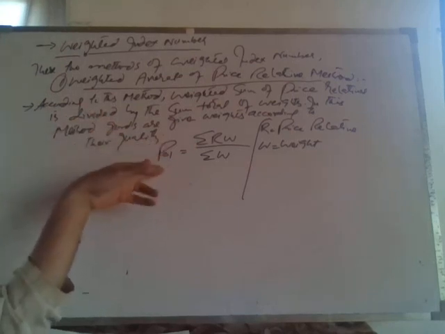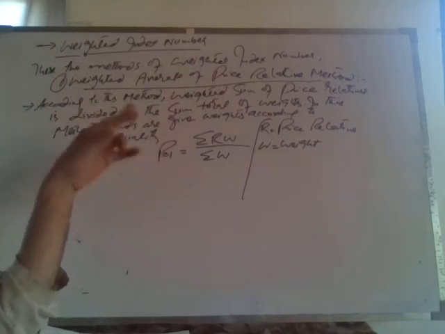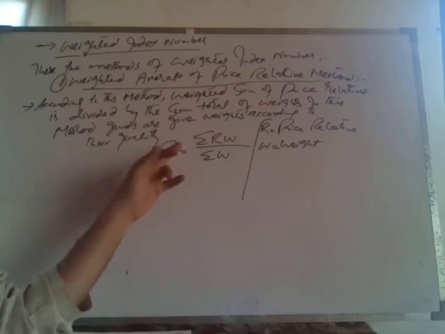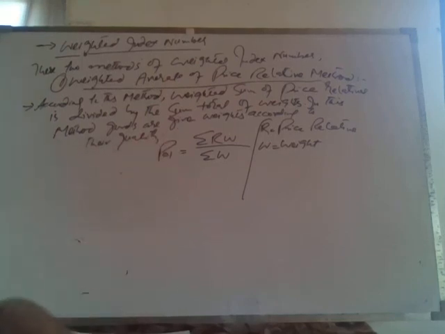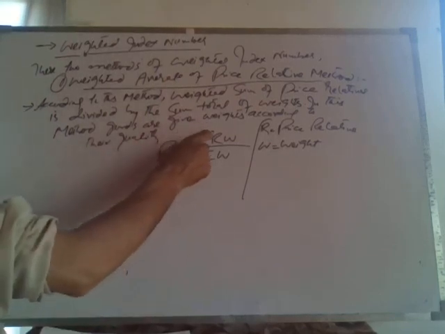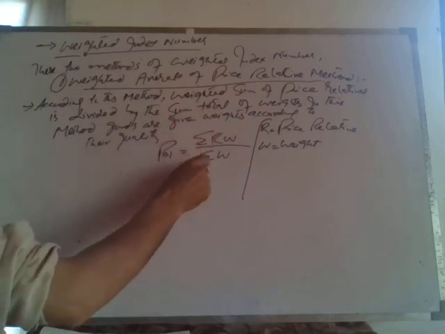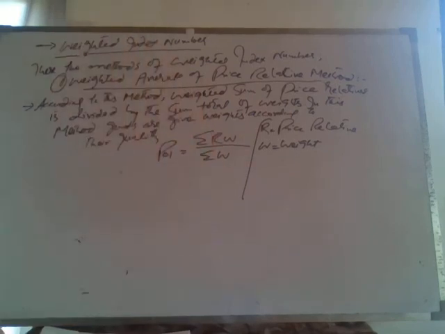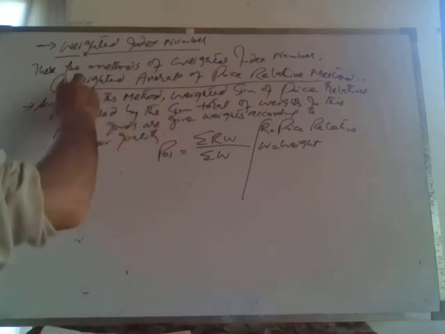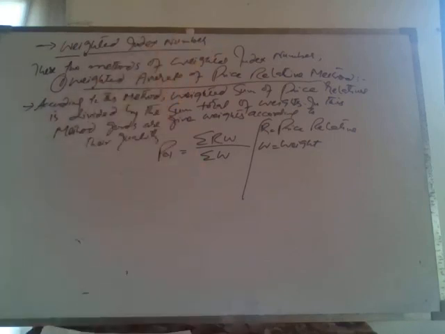So the formula for the weighted average of price relative method is P01 equals summation RW divided by summation W, that is, summation of price relative into weight divided by summation of weight. Now in the next lesson we will see how to construct or calculate the weighted average of price relative method.